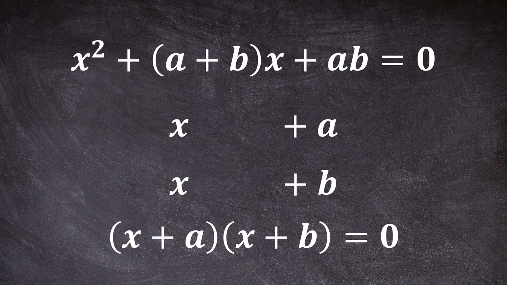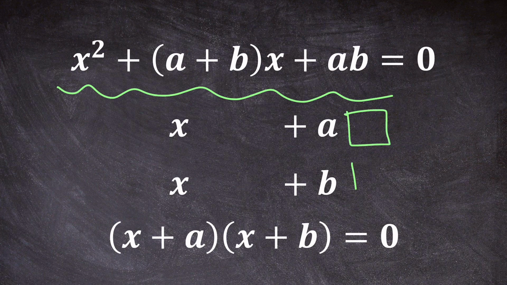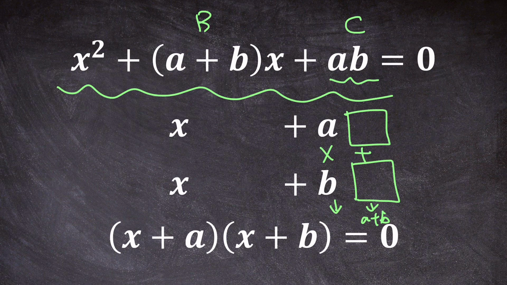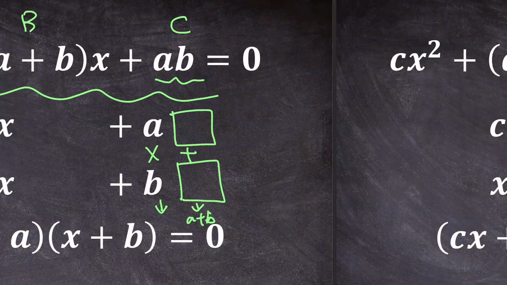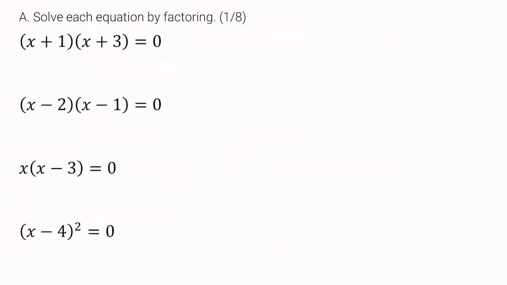Now, in short, when you see a quadratic equation like this, you would try to come up with two numbers that when multiplied together give me AB, or this C part, and when added together give me A plus B, which is this B part. So without further ado, let me just show you by solving the actual problem.